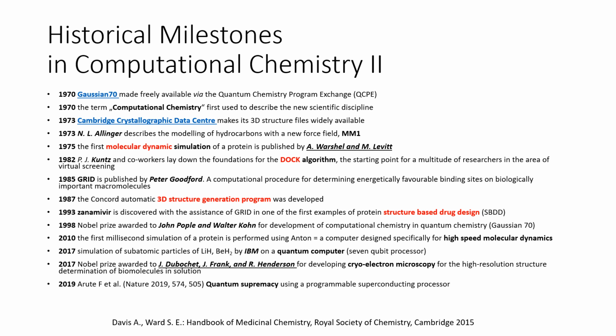In the same year, the Nobel Prize was awarded to Dubochet, Frank, and Henderson for development of cryo-electron microscopy for the high-resolution structure determination of biomolecules in solution. And in 2019, quantum supremacy using a programmable superconducting processor was published in Nature by Arute and his team.